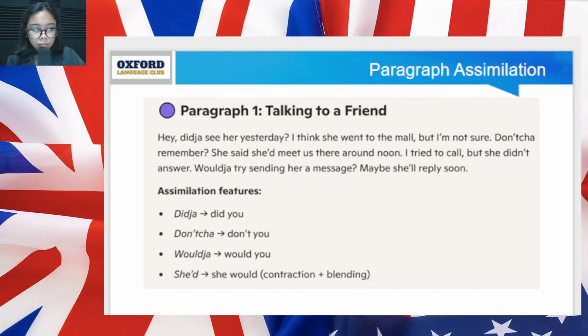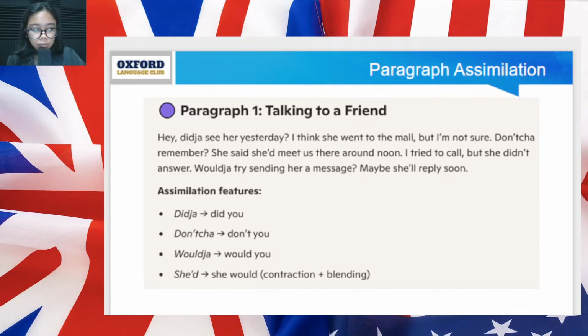Okay? Let's try practicing it. First, the clear and slow version. Would you try sending her a message? So this is the clear and full version where we try to really say the complete phrase. Would you try sending her a message?